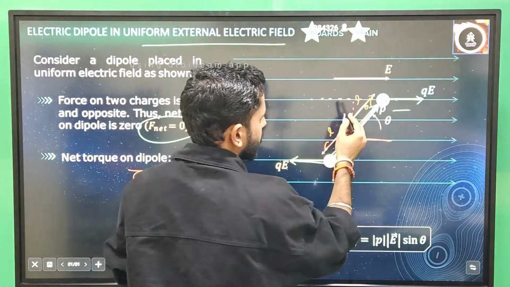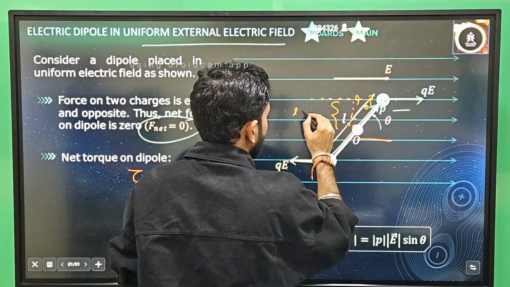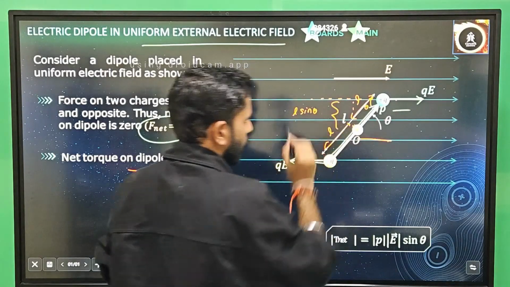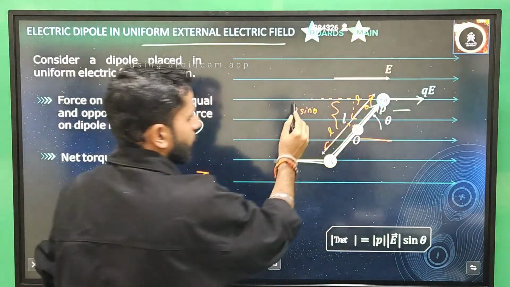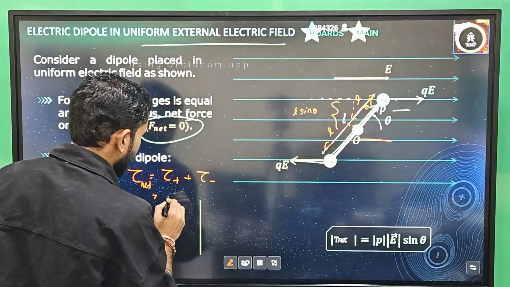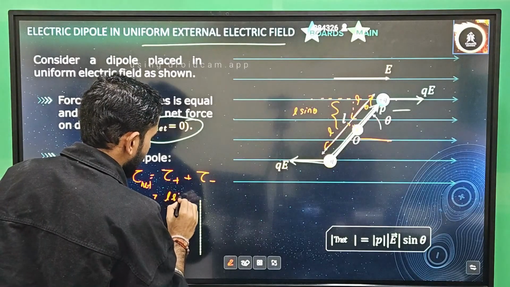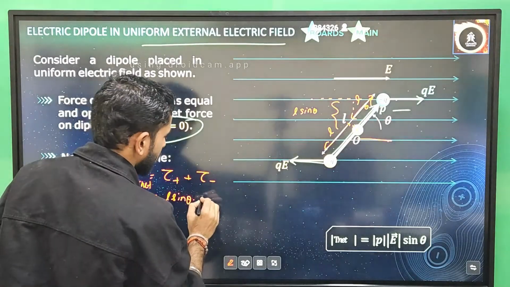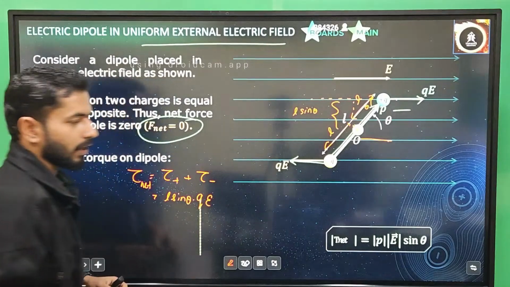L cos theta. This distance will be what? This distance, if I am asking you, this will be what? L sine of theta, correct? And this is the line of action of force. So what will you write for the net torque? You will write, due to the positive charge, what is the net torque? You will write L sine of theta into Q into E. And what will be the direction?